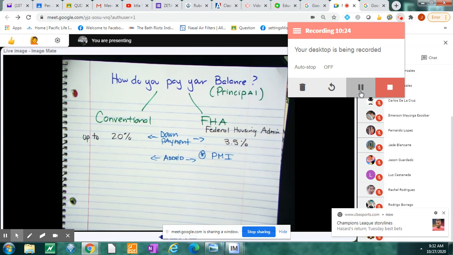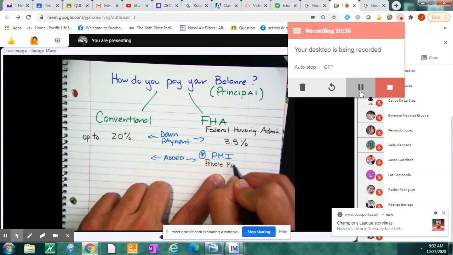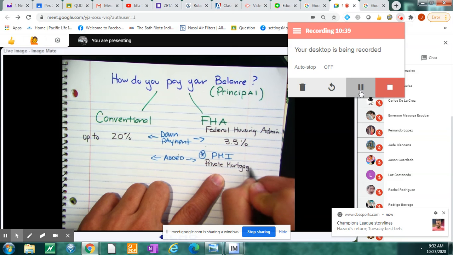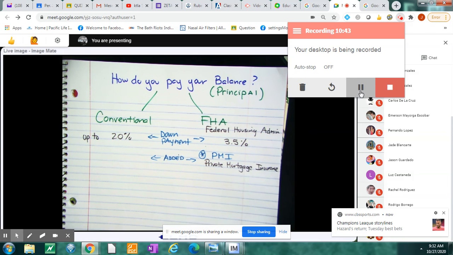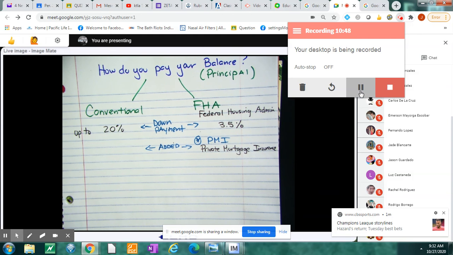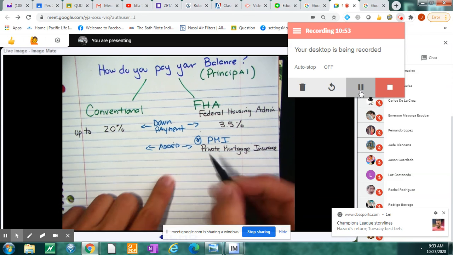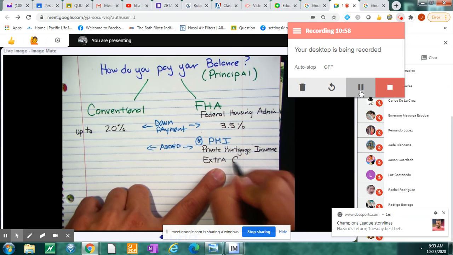On top of the interest that you pay, you've got to pay what's called the private mortgage insurance. Okay, private mortgage insurance. So what is that? Basically, that's just an extra fee. So this is an extra fee. Not even a fee, an extra charge.